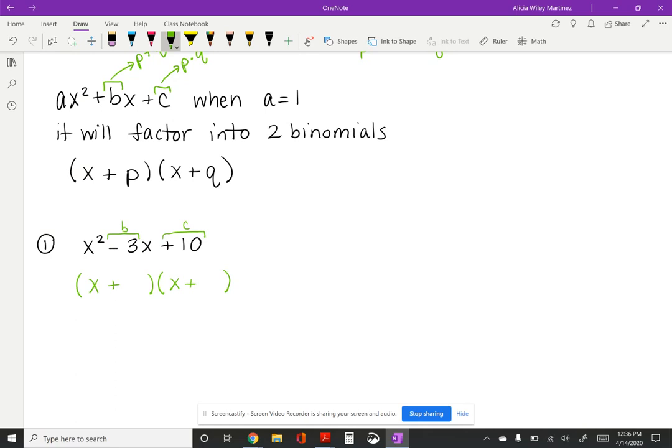It is 10. So basically what we are looking for is two numbers whose sum is -3. So the sum is -3. And the product is 10. Okay? So what I like to think about is the different products of 10, and then I see which ones give me the sum. So products of 10 would be 10 times 1, and another one would be 5 times 2.